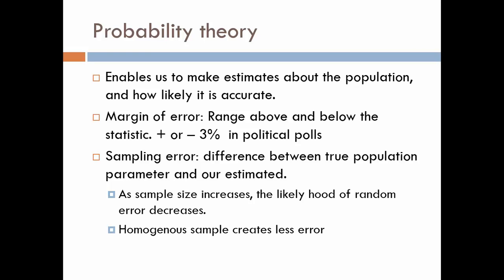Okay, so you learned about probability theory in statistics. This enables us to make estimates about the population and how likely it is to be accurate. There's always a margin of error. So plus or minus 3% is common in political polls. In statistics, we usually use plus or minus 5%.